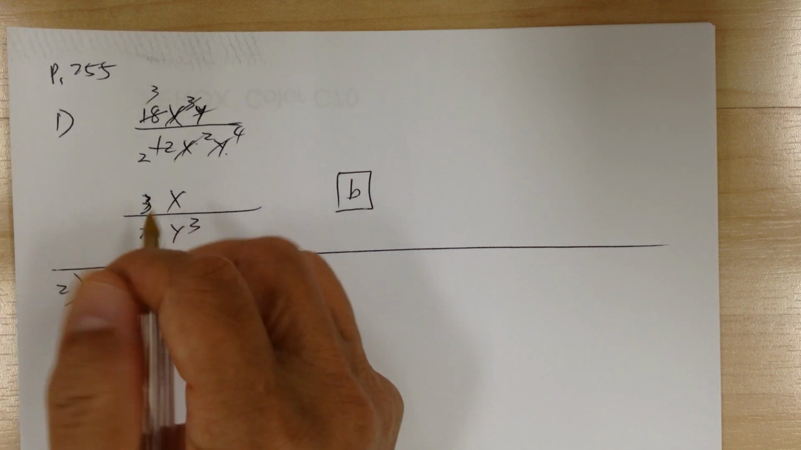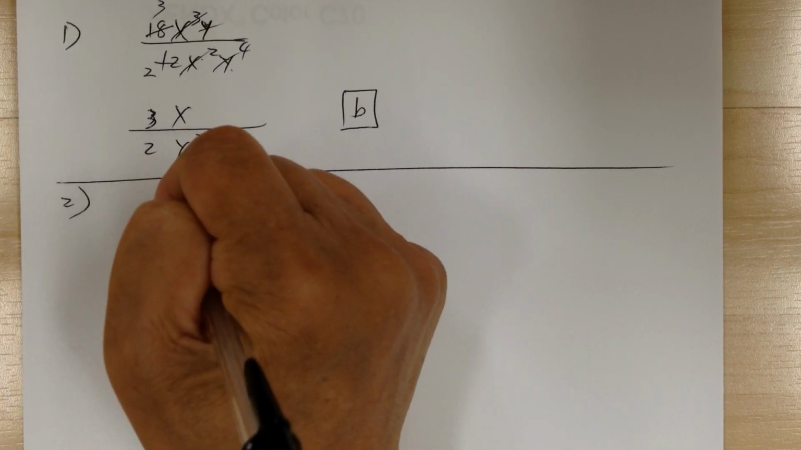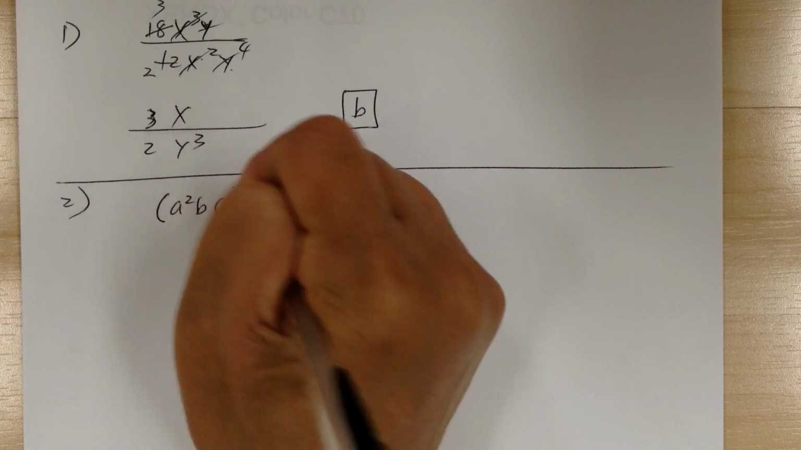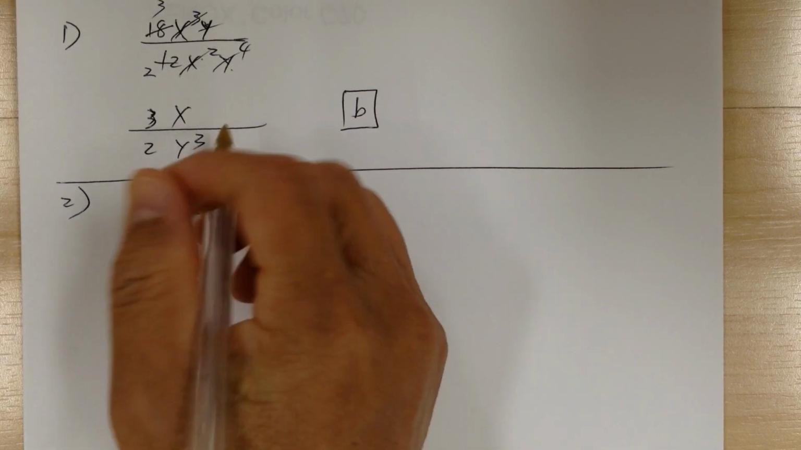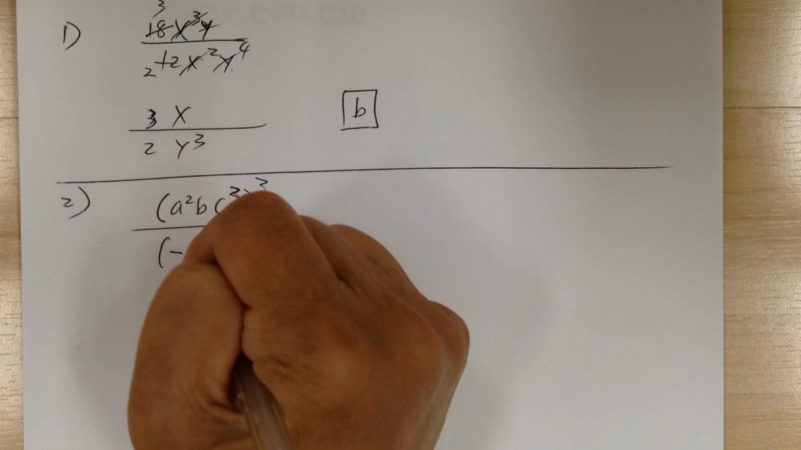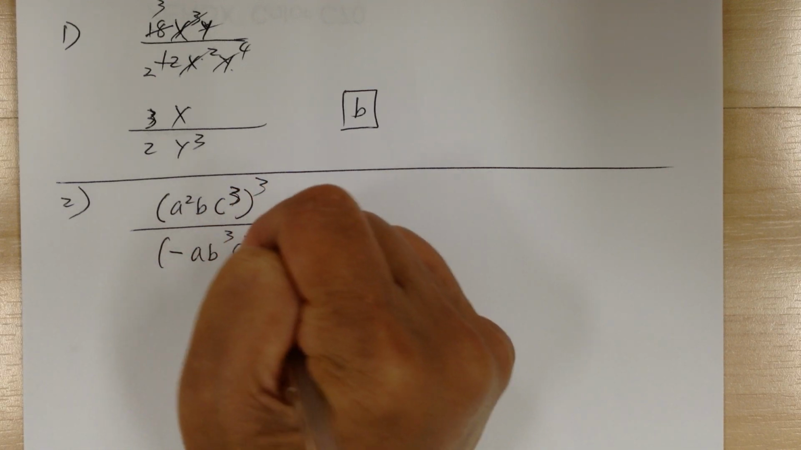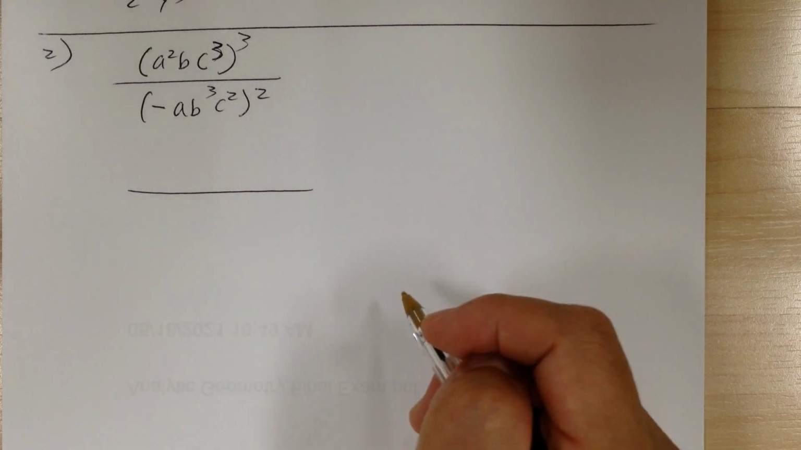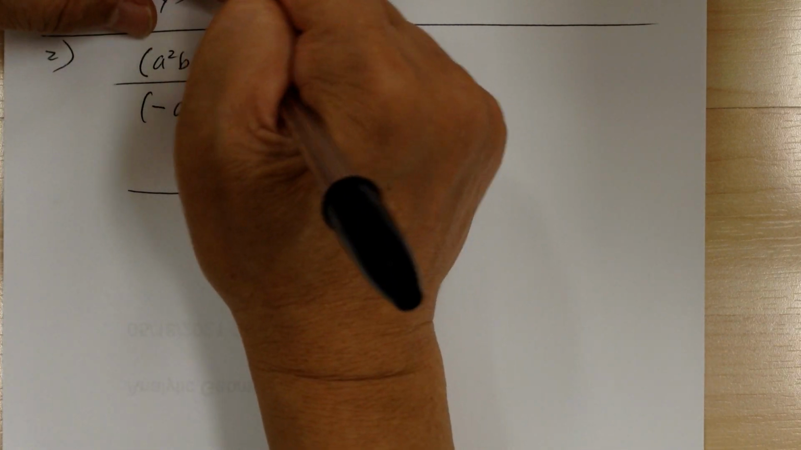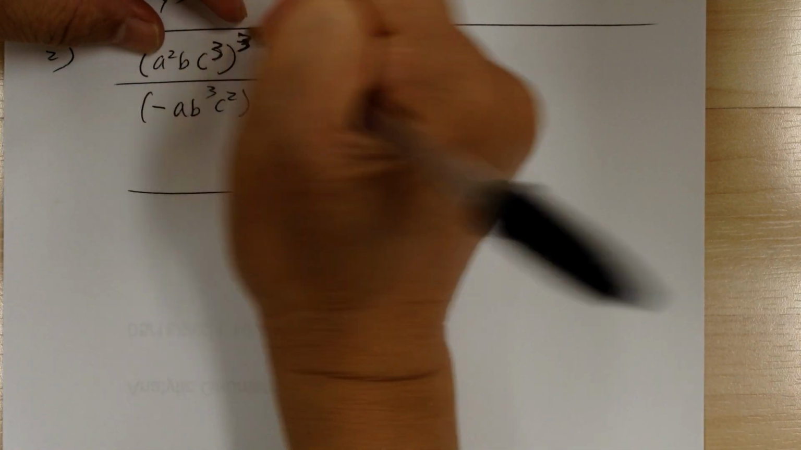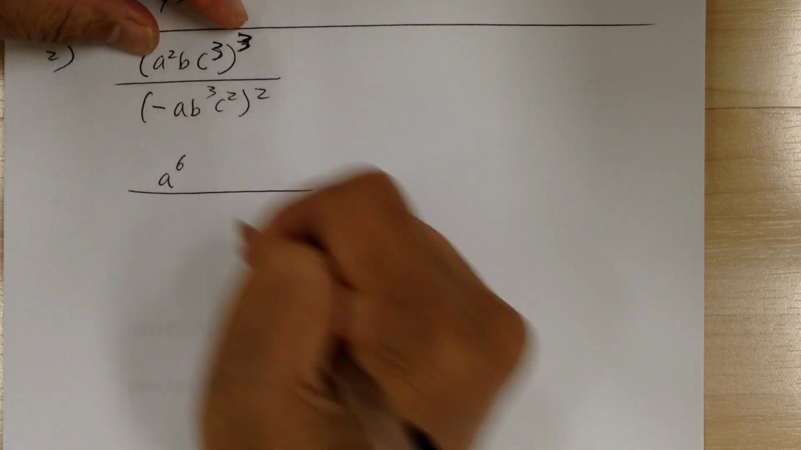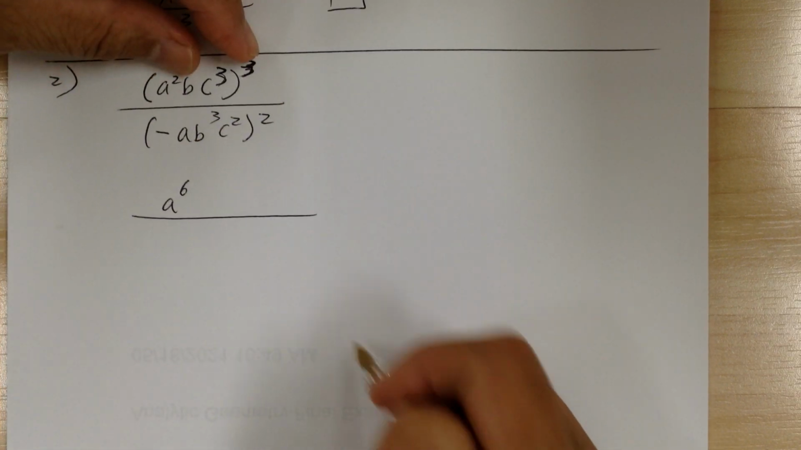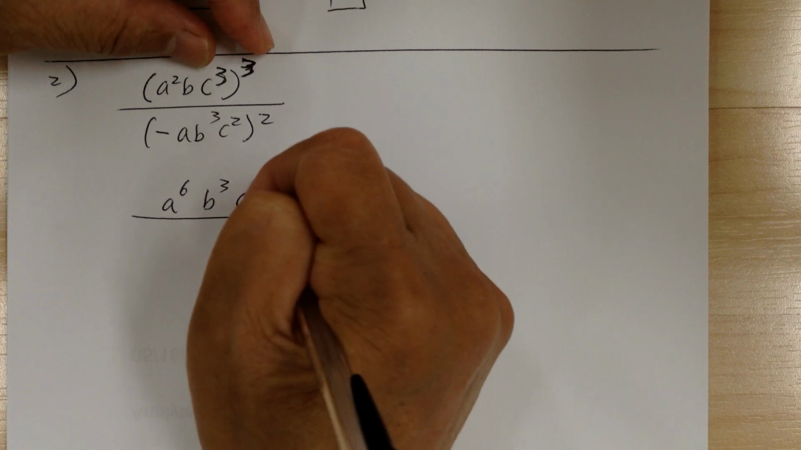Okay, number 2. You have (a²bc³) to the 3 power over (−ab³c²) squared. Okay, so first you need to apply the power rule. So you have to distribute to each part. So this would be a to the 6, this would be b to the 3, c to the 9.